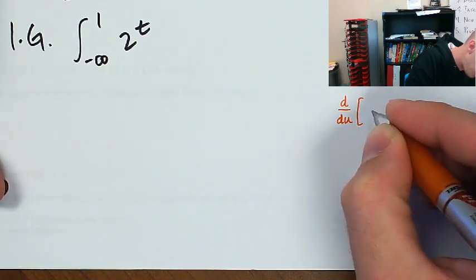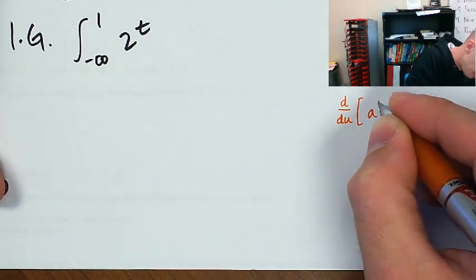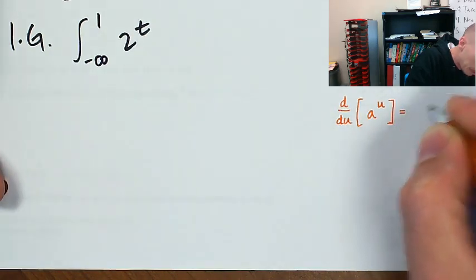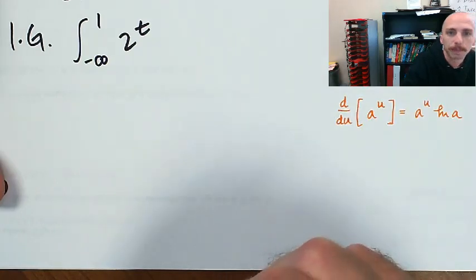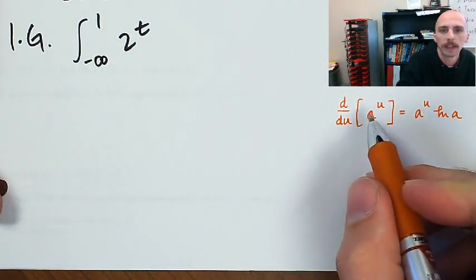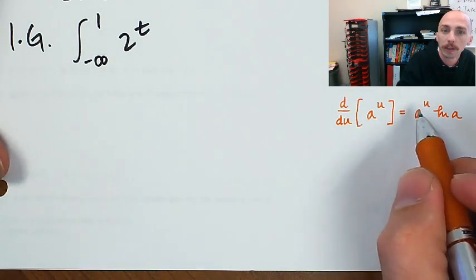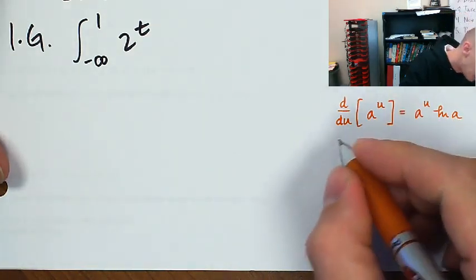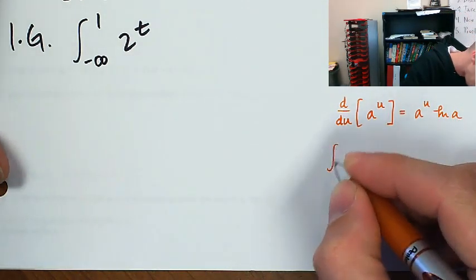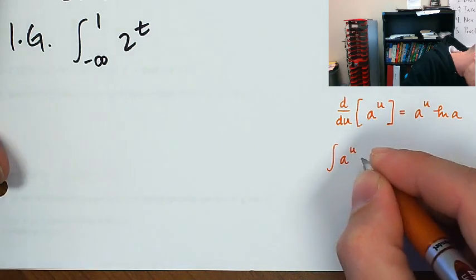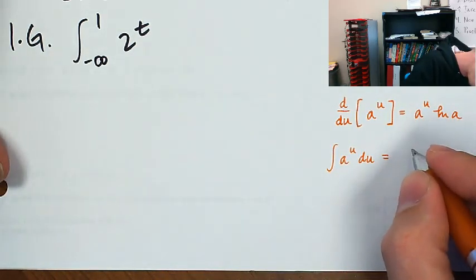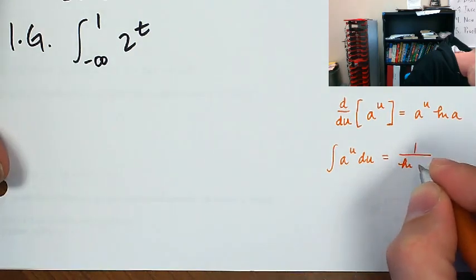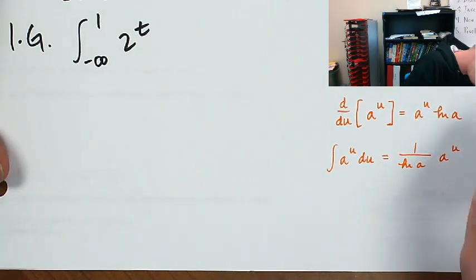The derivative with respect to u of some number to the u is a to the u times the natural log of a. That even works when a is e: the derivative of e to the u is e to the u, but the log of e is 1. And then the antiderivative of a to the u with respect to u is going to be 1 over the natural log of a times a to the u.